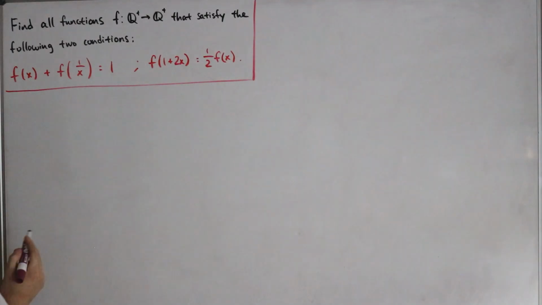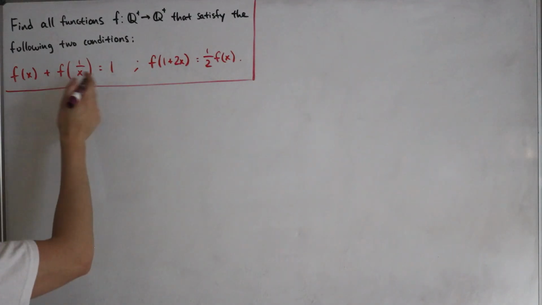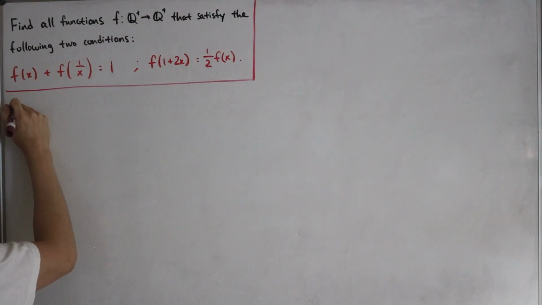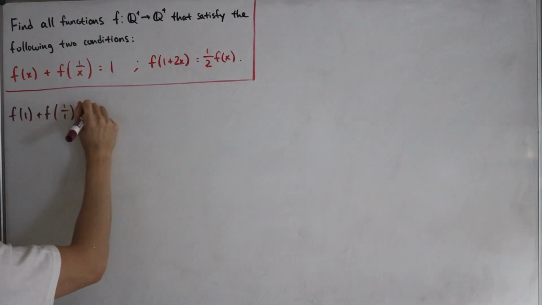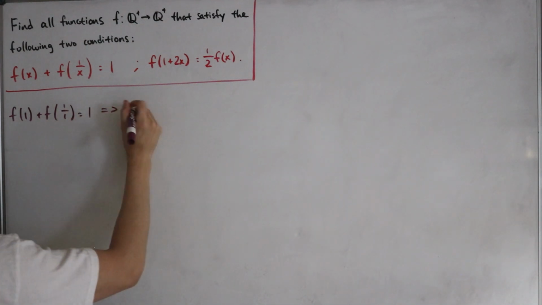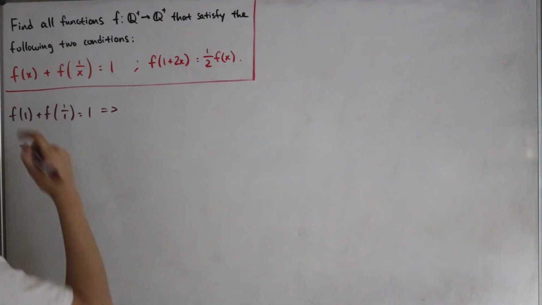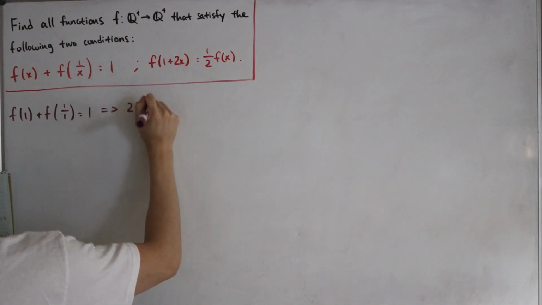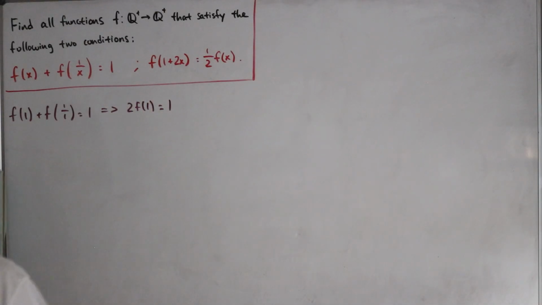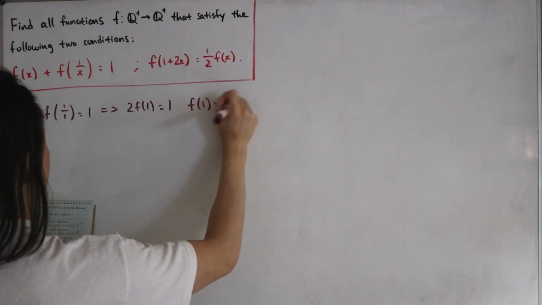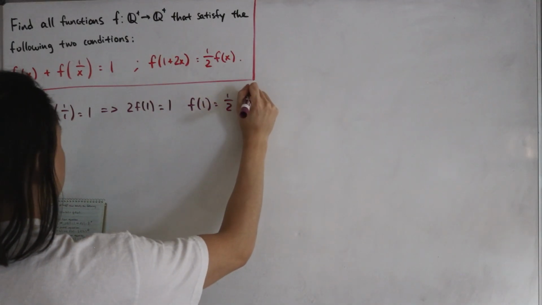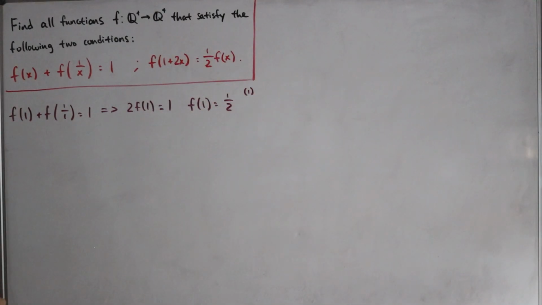First, let's plug x equals 1 into our first equation. That means I have f of 1 plus f of 1 divided by 1 equal to 1. This implies that f of 1 plus f of 1, or 2 times f of 1, equals 1. So we can deduce that f of 1 is equal to 1/2. I'll label this equation number 1 because that'll come in handy.